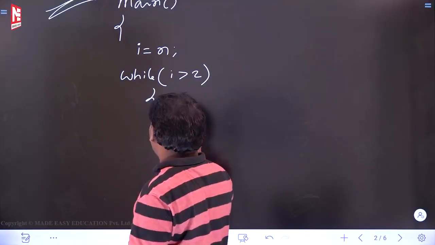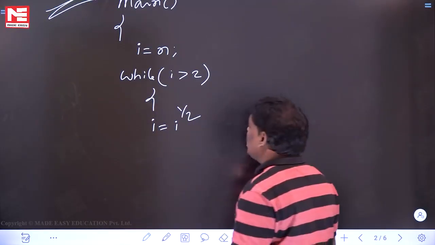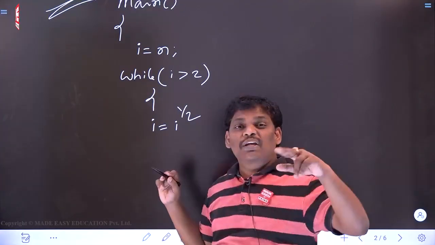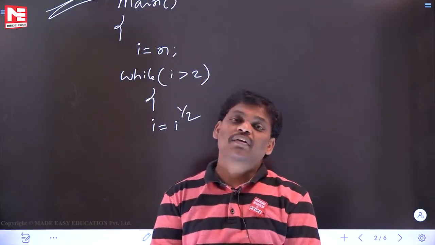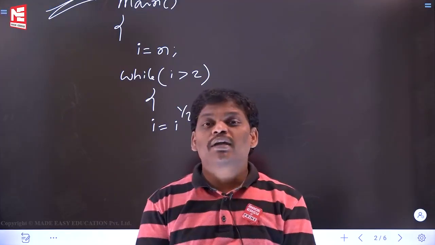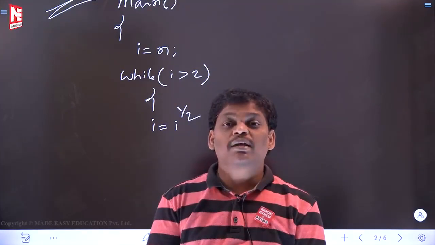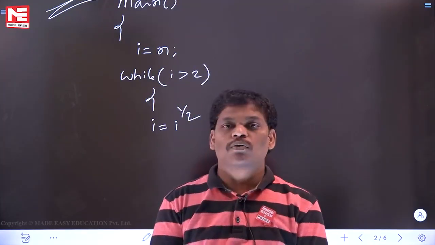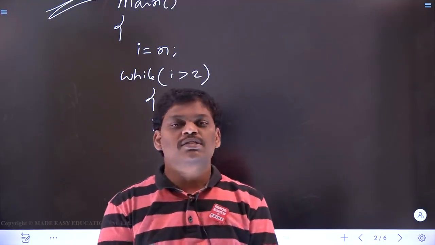I is equal to I power 1 by 2. What is the meaning? You are decrementing by root. In the previous problems also I decremented. How did I decrement? In one problem I decremented by I minus 2. In one more problem I decremented by I by 2. One more problem I am decrementing now, I power 1 by 2. In all three places decrementation happened.